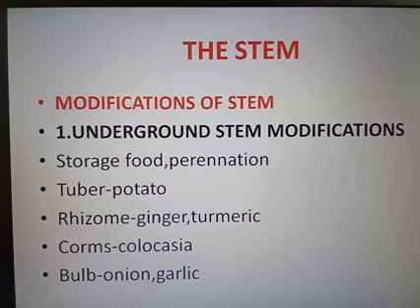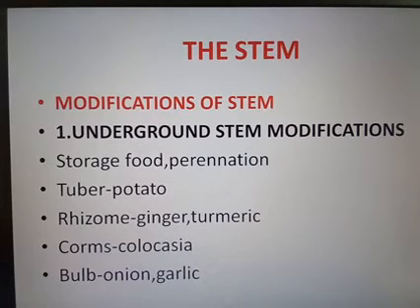Next we are discussing the stem. Stem means the shoot system. The shoot system arises from the plumule, P-L-U-M-U-L-E, of the embryo. The shoot system consists of both the vegetative parts and the reproductive parts. Vegetative parts means stem, branches, leaves and buds. And the reproductive parts means flowers, fruits and seeds.